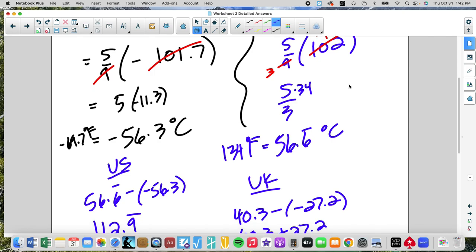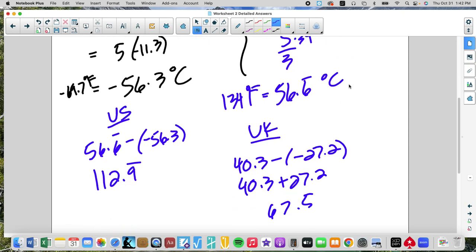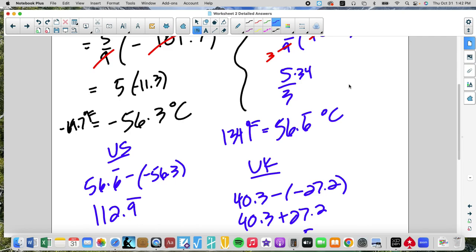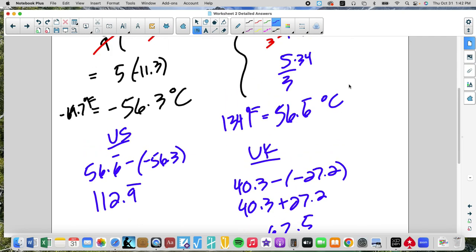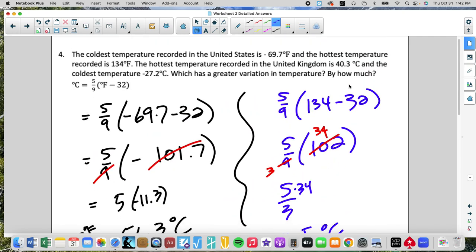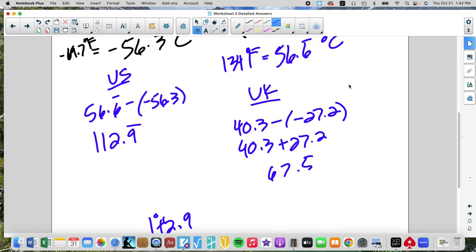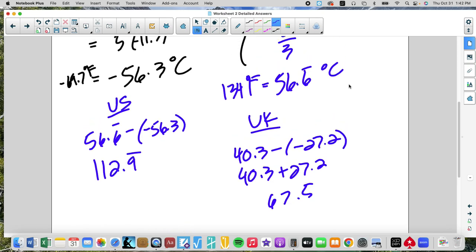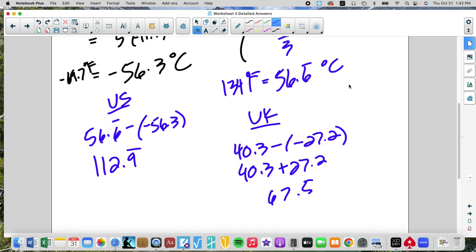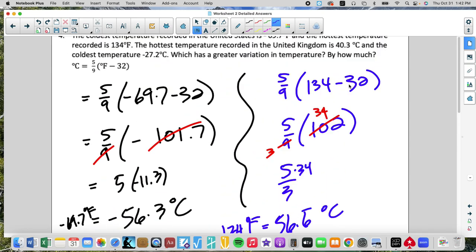Okay. So, hey Siri, what's 56.6 plus 56.3? 112.9, yes. Hey Siri, what's 40.3 plus 27.2? 67.5, yeah. Did I not do 40? High is 40. High is 40. Low is negative 27.2, yes. Okay. That's good. That's the gaps between the two. Hey Siri, what's 112.9 minus 67.5? 45.4. Yeah. All right. I don't know what I did wrong.